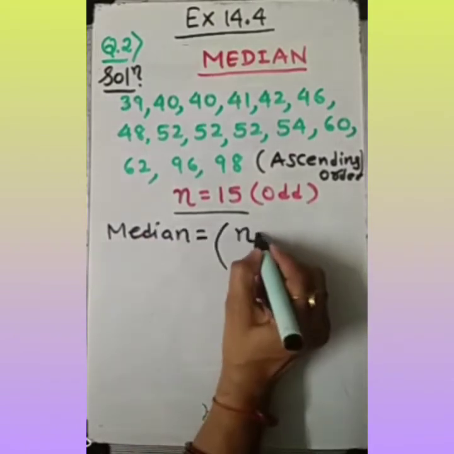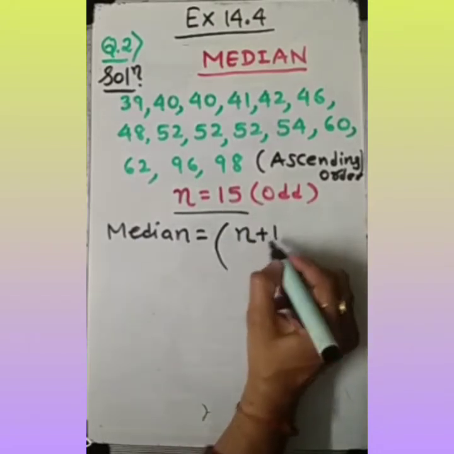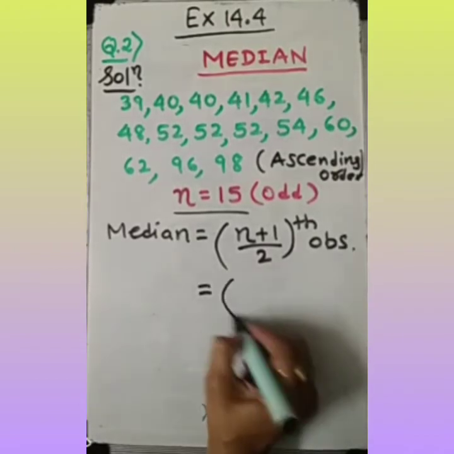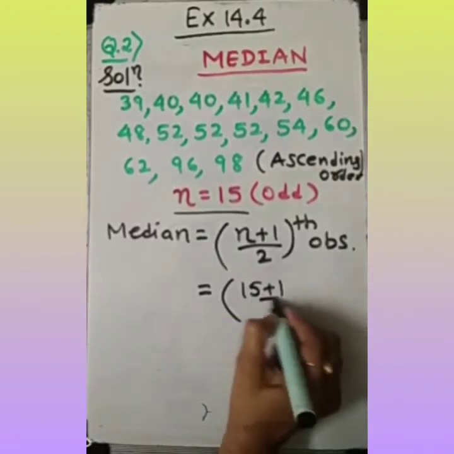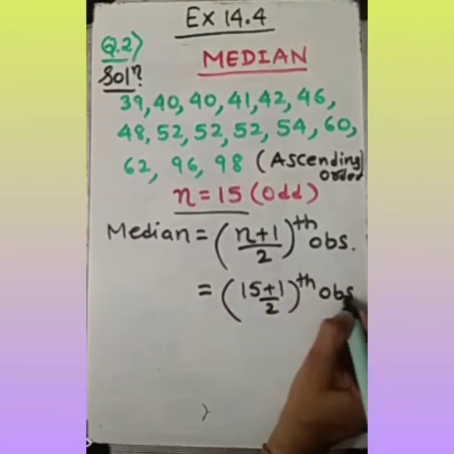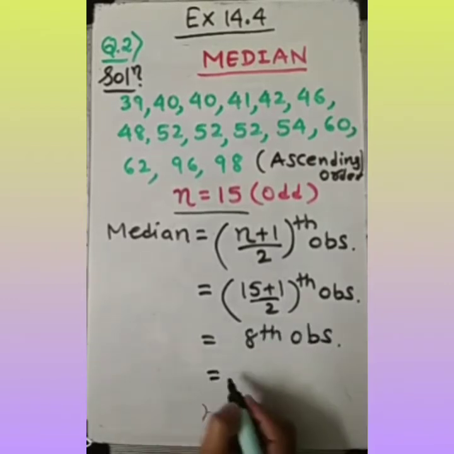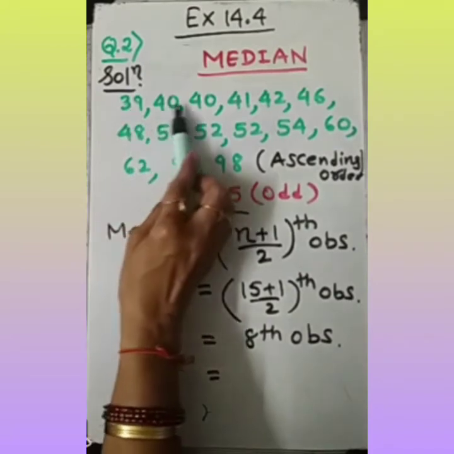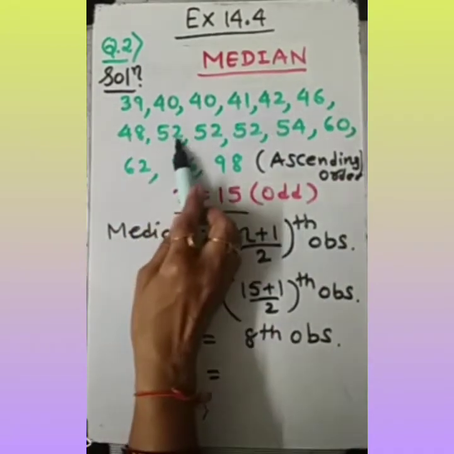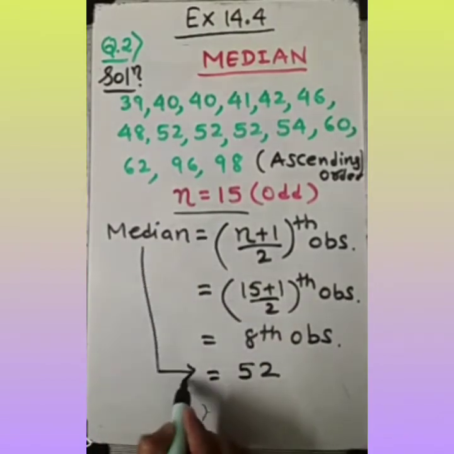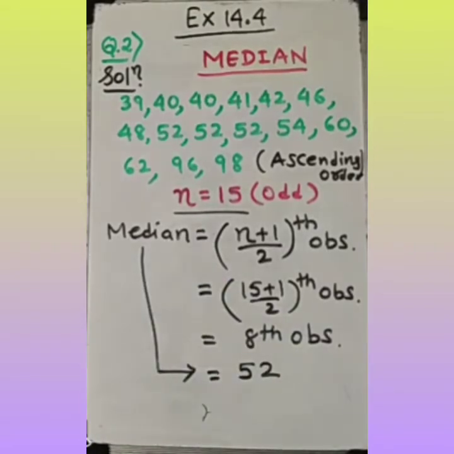The formula for finding the median for an odd number of observations is the (n plus 1) by 2th observation. This is the short formula. So here in place of n, 15 plus 1 divided by 2. 15 plus 1, dear student, you know, is 16. 16 divided by 2 gives the result, the 8th observation. Let's count which is the 8th observation: 1, 2, 3, 4, 5, 6, 7, 8. So my dear student, the observation is 52, which is the median of the given data. This is the solution to find the median. Okay, let's proceed to the mode now.